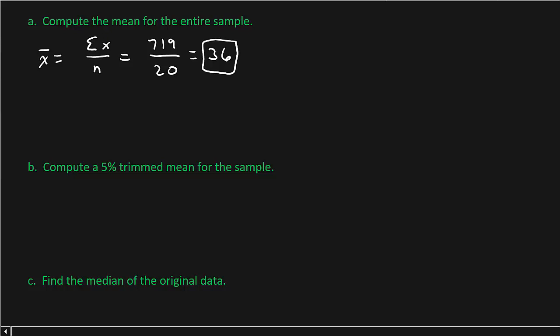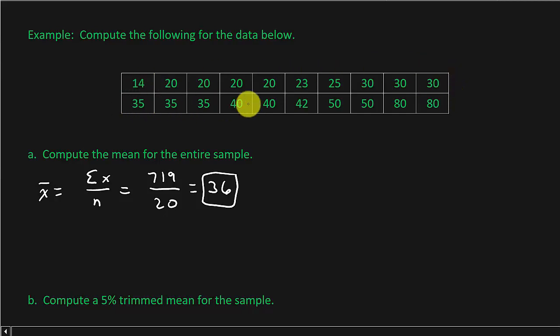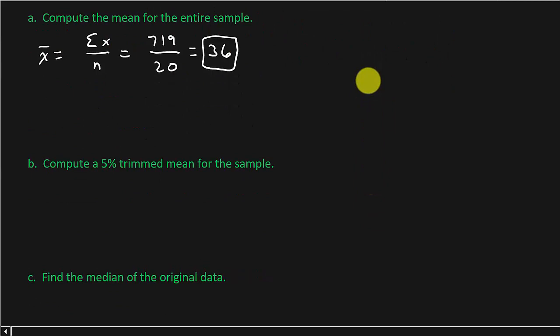All right, so how do we go about doing that? The first thing, notice our data values are already in order from smallest to largest. And how many data values do we have? We have 20. So we're going to take 20 times 0.05, and that equals 1.